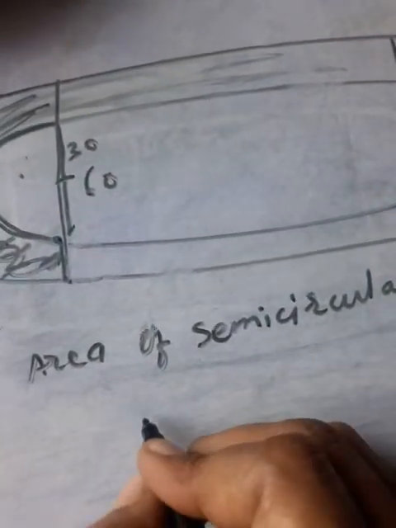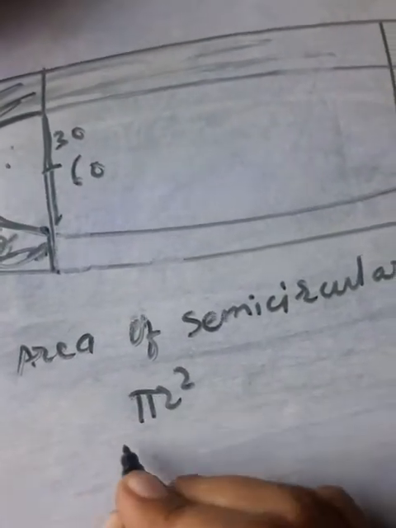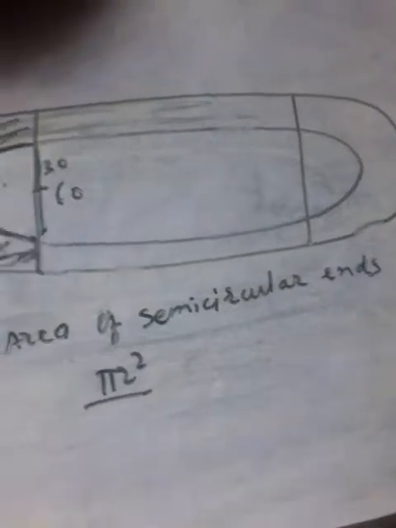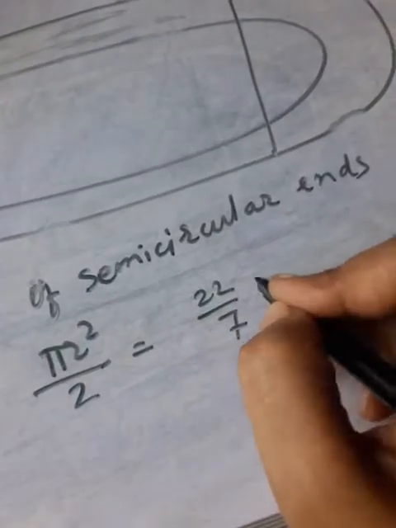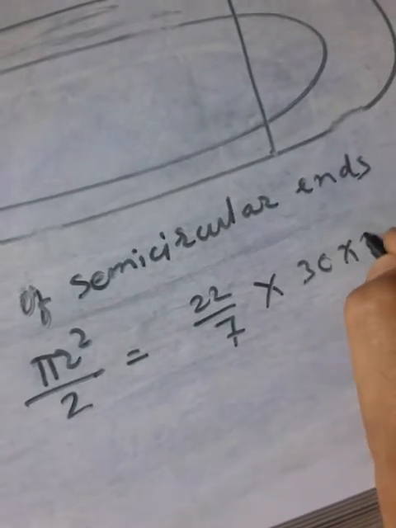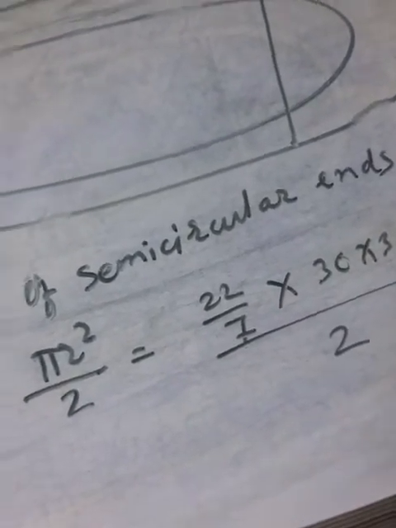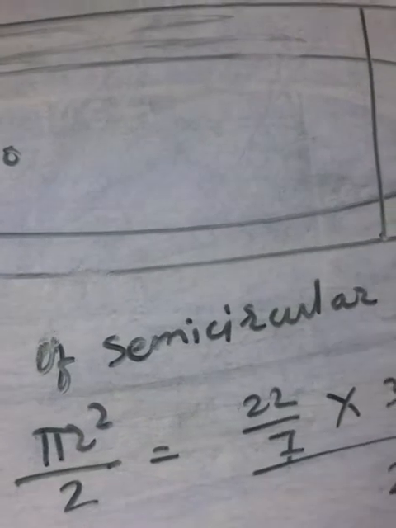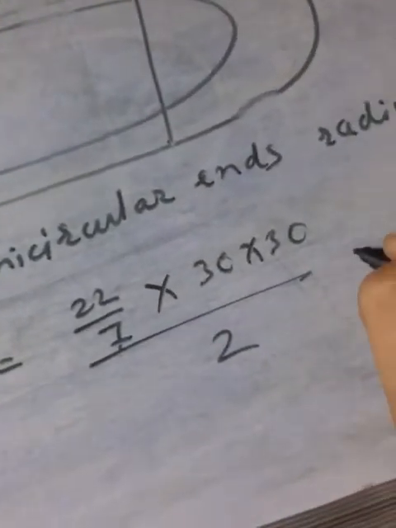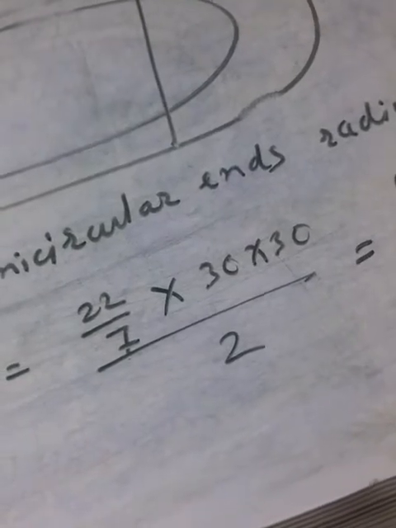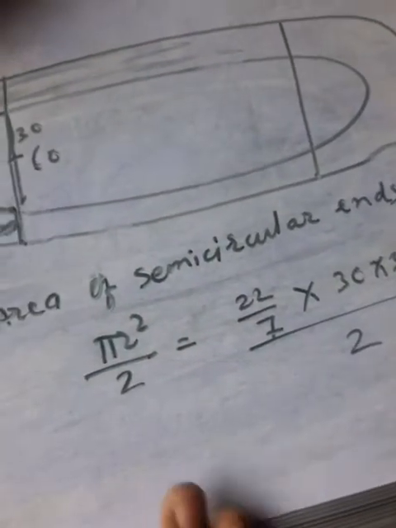So the area is pi r square, and for a semicircle, pi r square by 2. So 22 by 7 into 30 into 30 divided by 2. So you will get the area of the inner semicircular half part. The calculation is 9900 by 2. This is the area of the inner semicircular end.